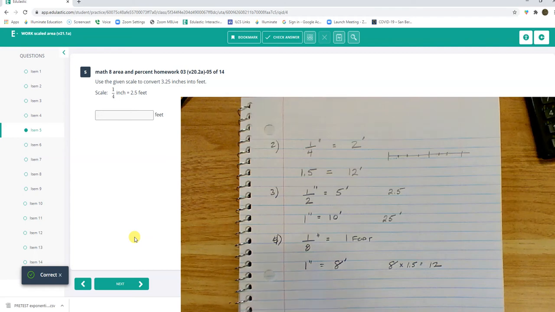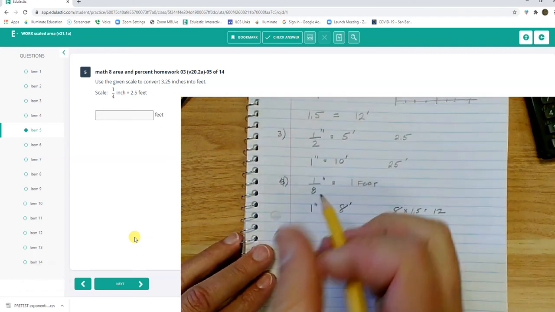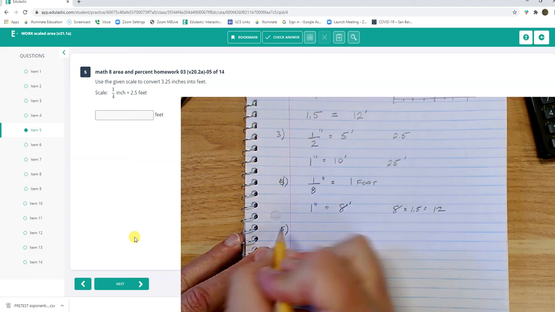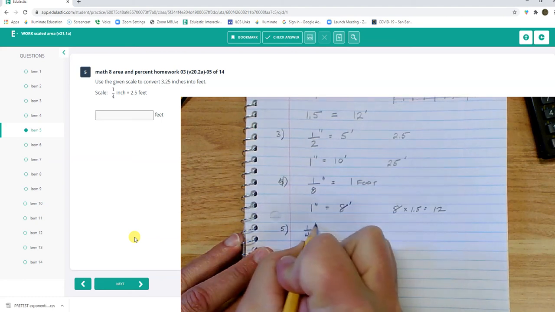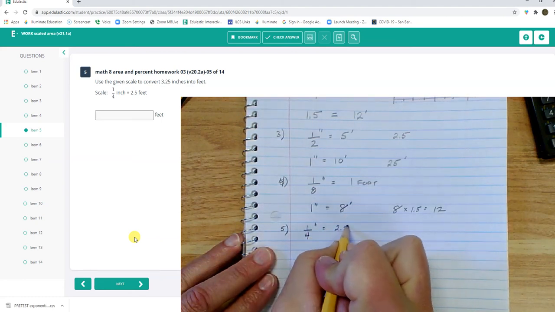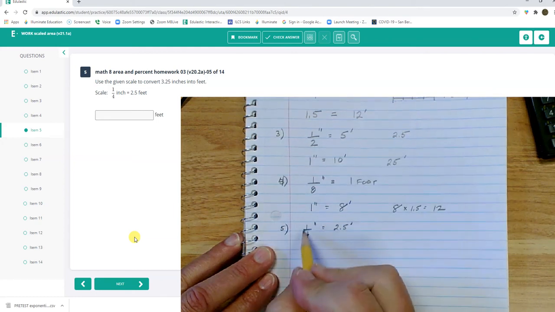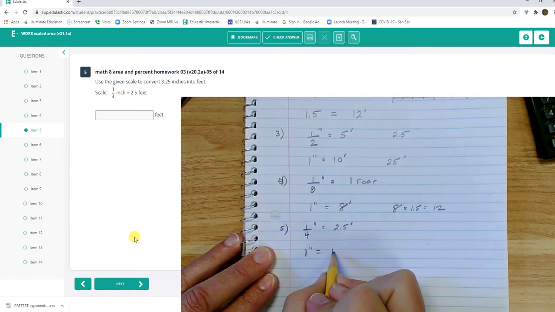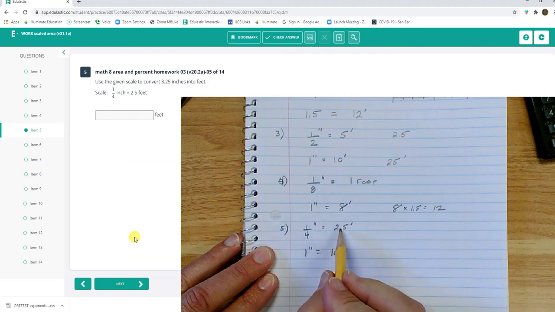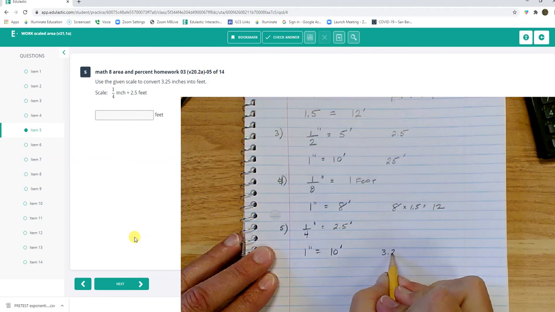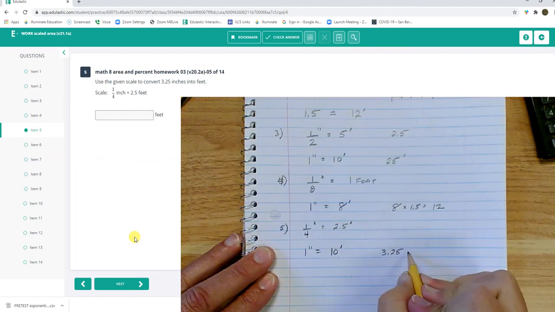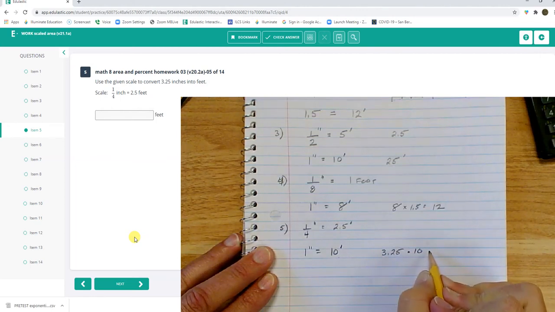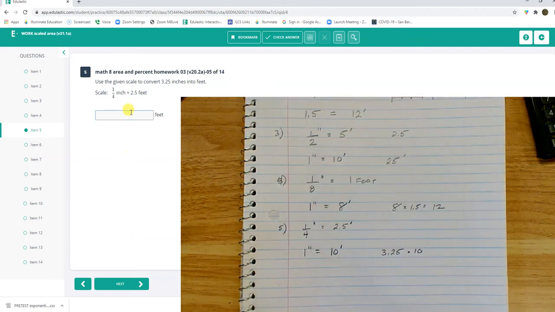A fourth of an inch equals 2.5 feet. So a fourth, I need 4/4 to make an inch. So 1 inch equals 4 times that, which is 10 feet. So 1/4 inch equals 2.5 feet, 1 inch equals 10 feet. And we've got 3.25. So we're going to do 3.25 times 10, and that's going to give us 32.5.